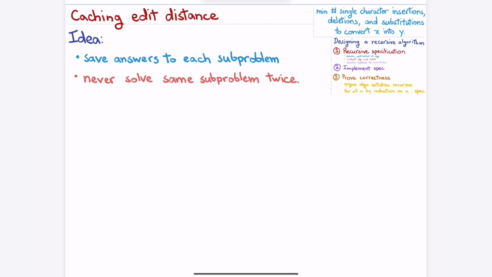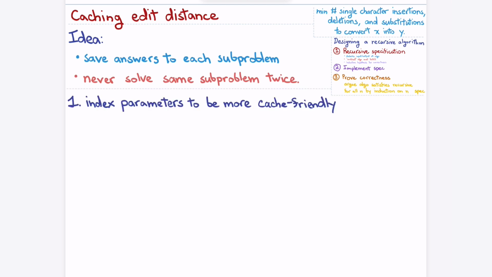Here are our two principles. So we have these subproblems, right? We've defined them clearly with the recursive spec. That's important. And we're just going to save the answers to each subproblem the first time we solve it. And we'll just never solve the same subproblem twice. So we're just going to use memory. That's it.